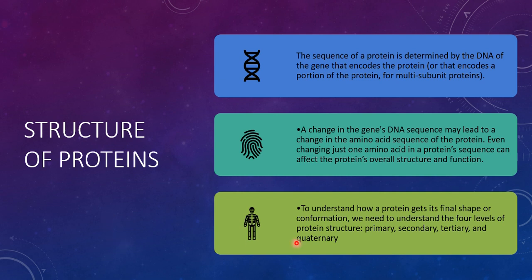Okay, so to understand how a protein gets its final shape or conformation, we need to understand the four levels of protein structure, that is primary structure, secondary structure, tertiary structure, and quaternary structure. So these four types of structures we are going to discuss in detail.